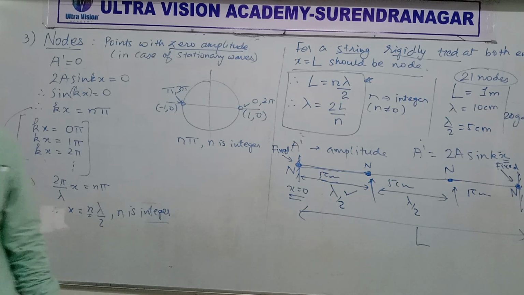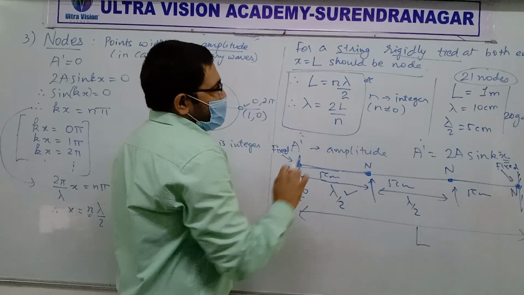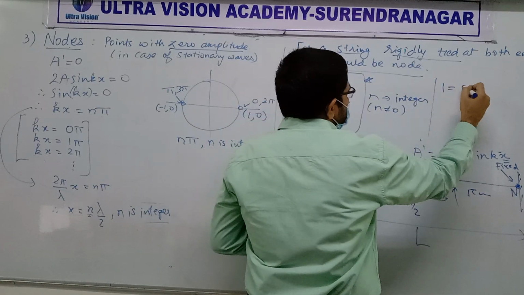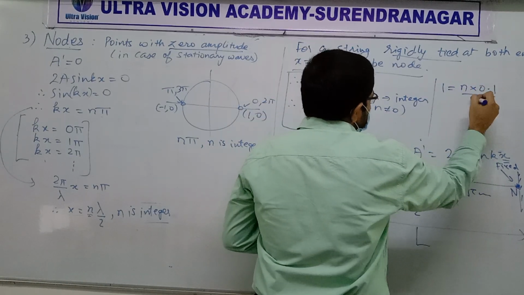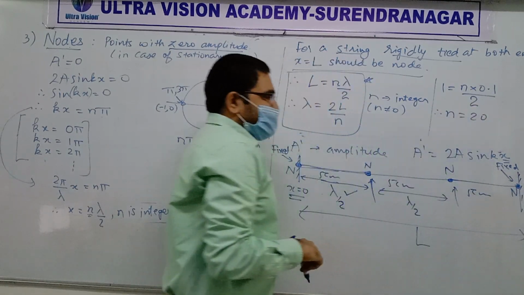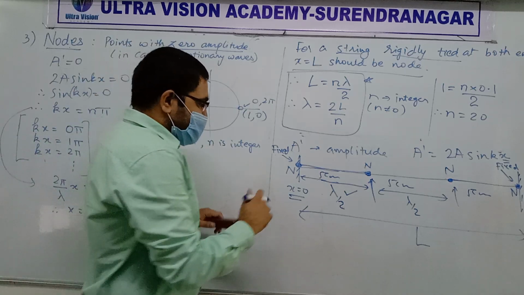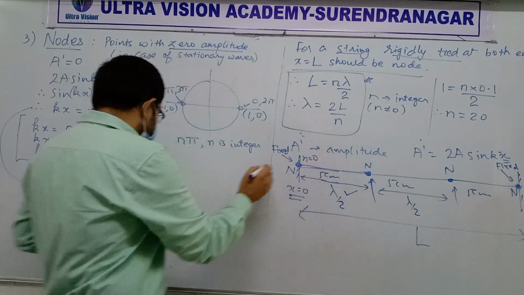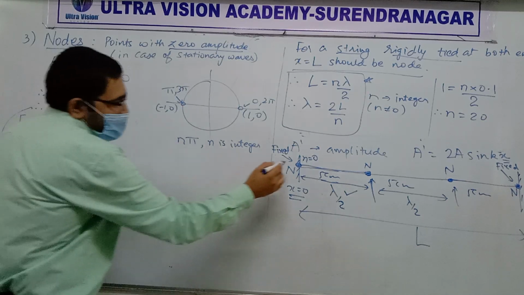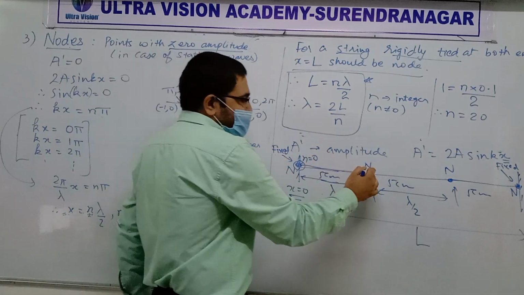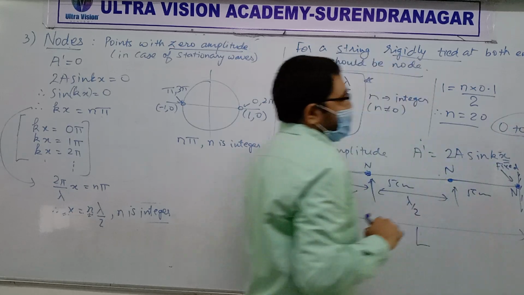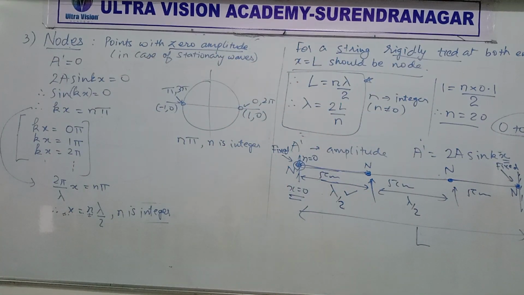There is one more way. You can use this formula. Put L's value, put lambda's value. 1 is equal to n, lambda is 0.1 upon 2. So this will give you n is equal to 20. But what is meaning of n equal to 20? You are starting at n equal to 0 over here, isn't it? To get x equal to 0, you get n equal to 0. So like that 1, 2, 3 up to 20. So 0 to 20 nodes are there.